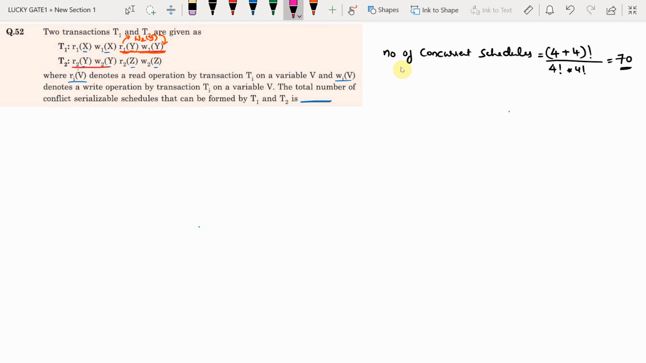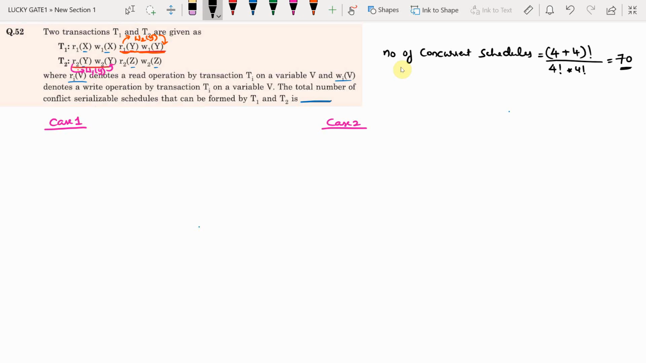Another possibility is between R2Y and W2Y, if W1Y appears, so that it causes a conflict, R2Y, W1Y and W1Y, W2Y. So it causes a cycle. So there are two cases for the possibility of a cycle. Now each case I am going to explain clearly. I am calling that case 1 and this is case 2.